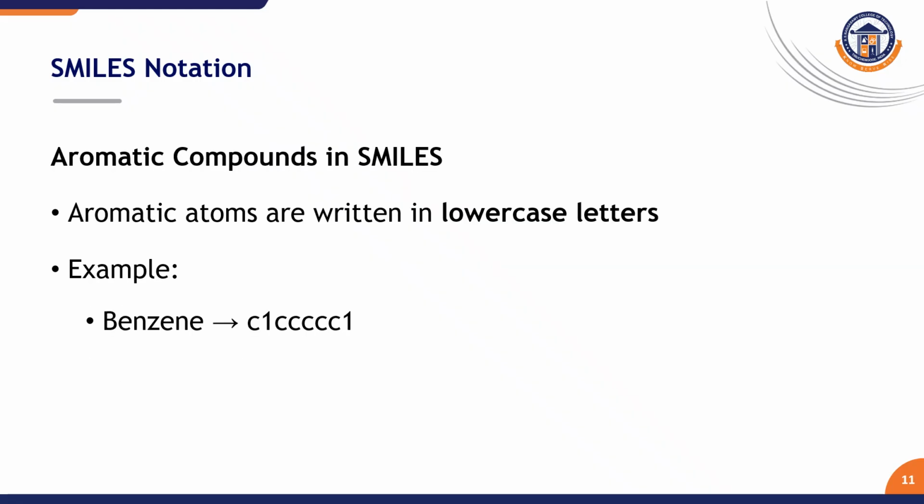This can also be used to represent aromatic compounds, which are in the cyclic form. These aromatic atoms are usually written in lowercase letters, small letters. Example, benzene. All carbons are in small letters: c1ccccc1.